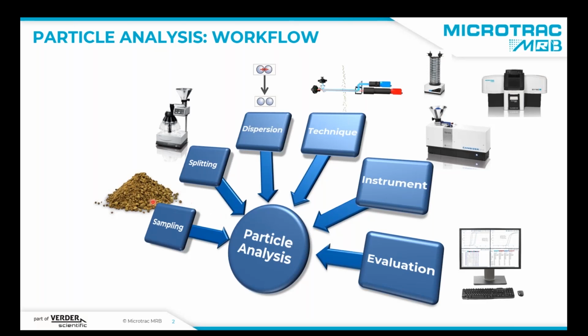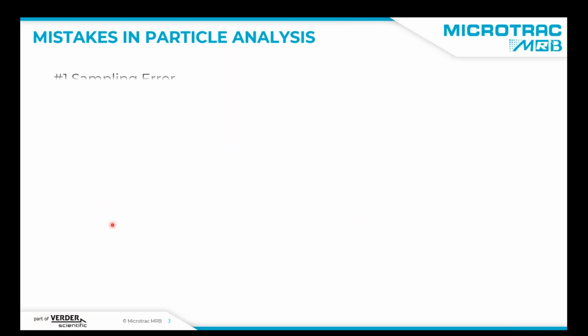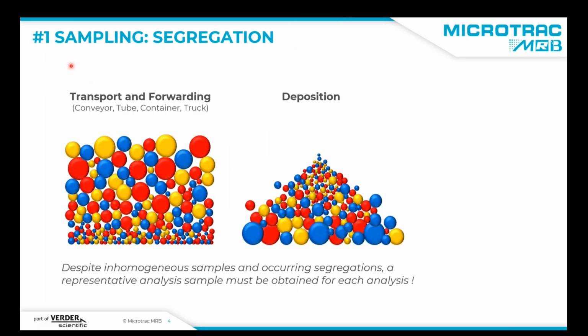So the first item that I would like to start with is sampling. This is number one on my list: sampling errors. When we try to analyze the particle size distribution of a bulk material, so a powder or a granulate, we are usually facing polydisperse systems. And polydisperse means we have large and small particles in our sample, and we need to quantify the percentage of small particles and large particles. That's what particle size analysis means.